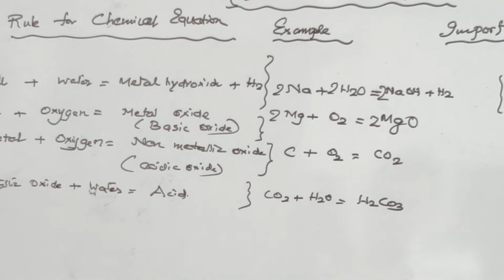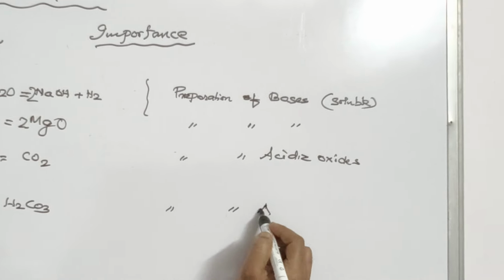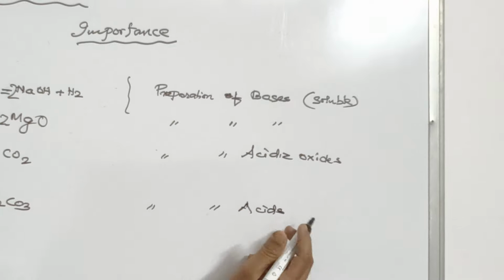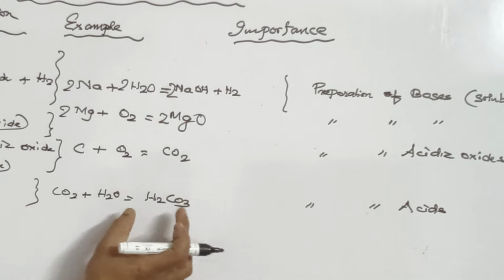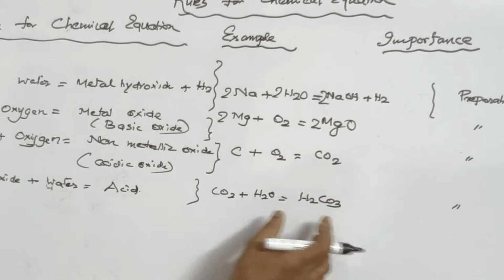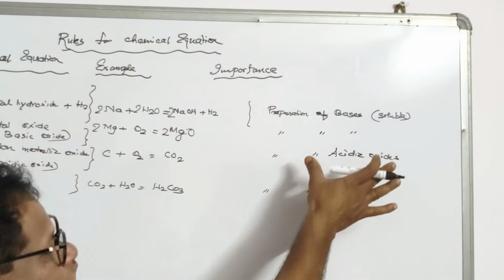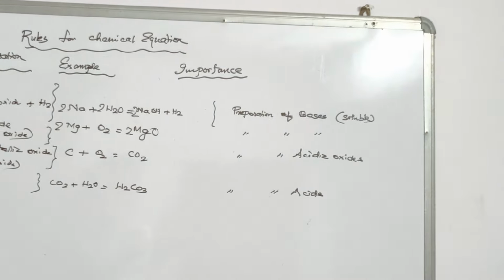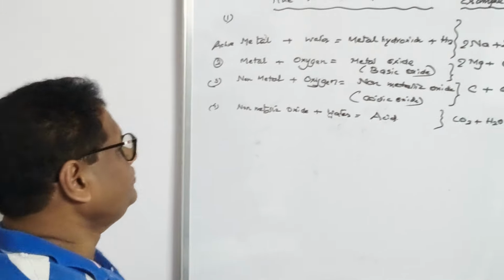What is the importance of this reaction? This can be used for preparation of acids, right? These are the acids. You can use sulfur dioxide plus water, sulfurous acid, sulfur trioxide plus water, sulfuric acid. In this way, there are several acids which can be prepared. All these topics are coming in the chapters which you have come across, okay.